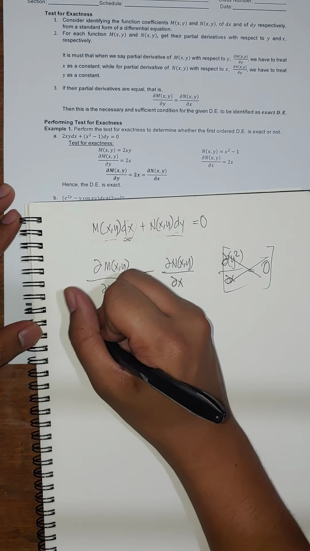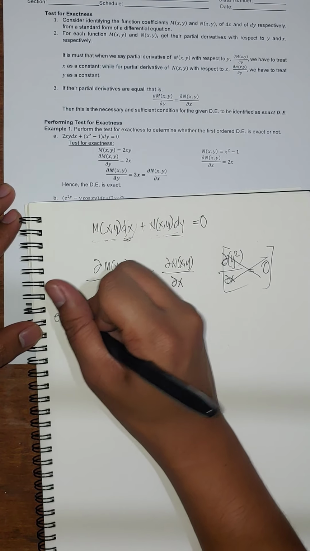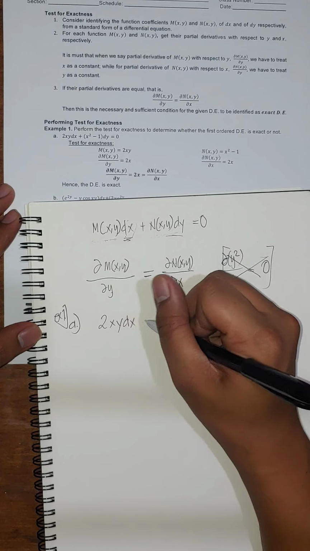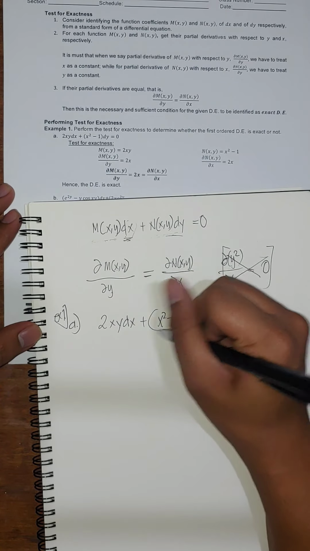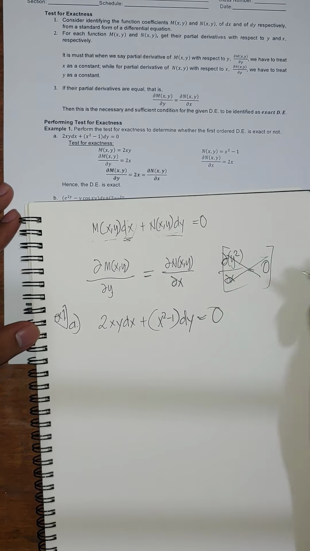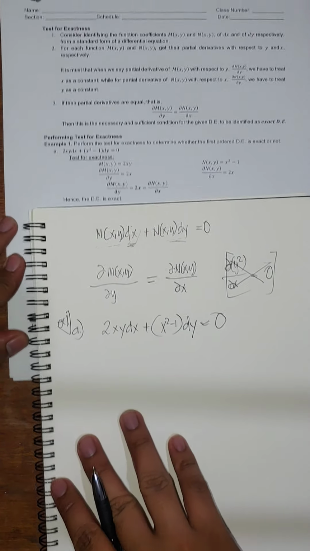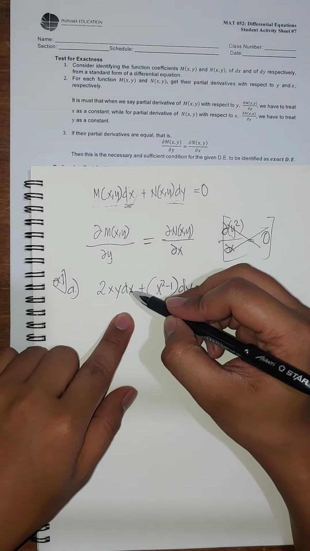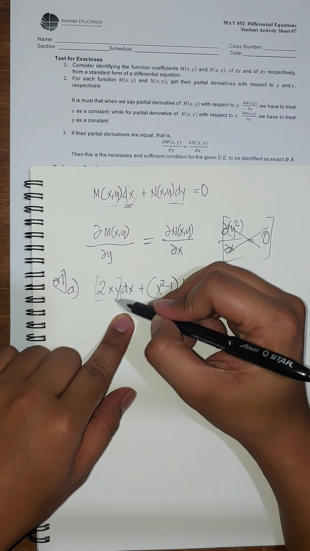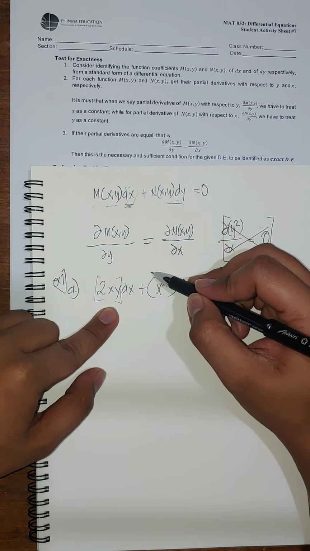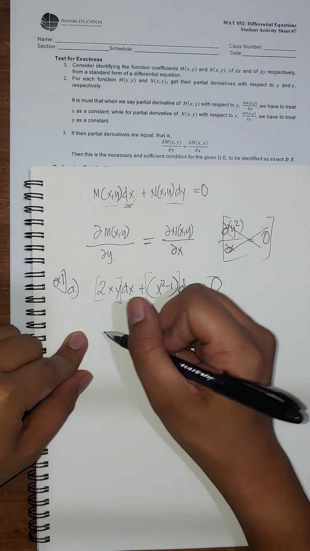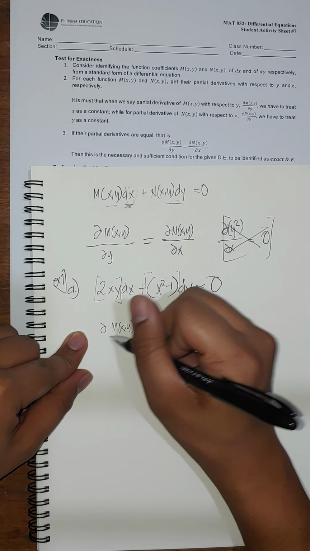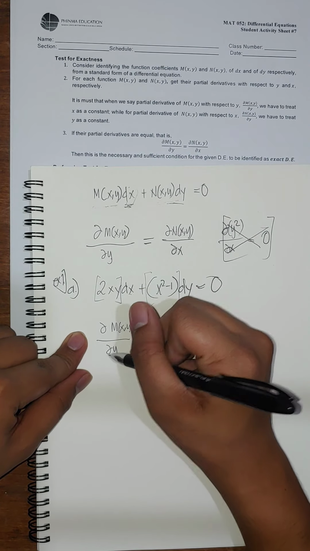Given sample 1: test for exactness, 2xy dx plus (x squared minus 1) dy is equal to 0. We will test if this is an exact differential equation. So this is dx, therefore this is the function M, and this is the function N. For function M, we take the derivative with respect to y.